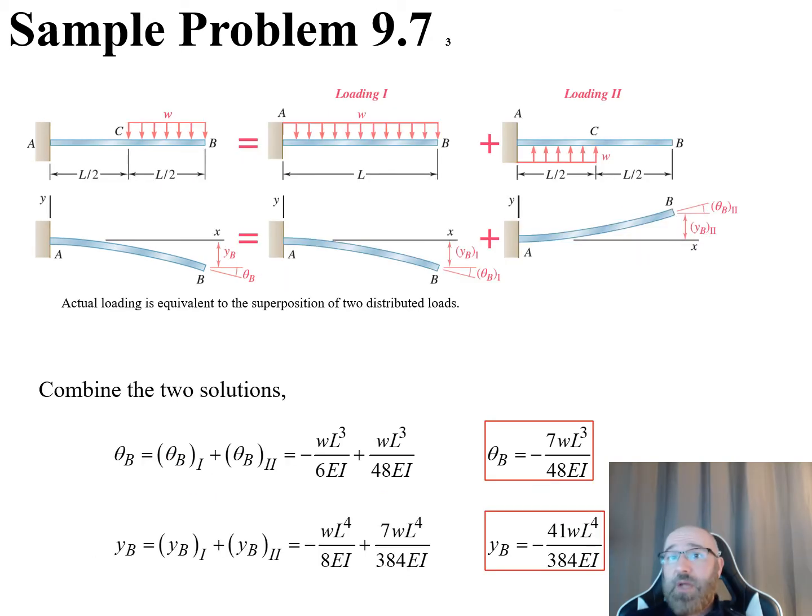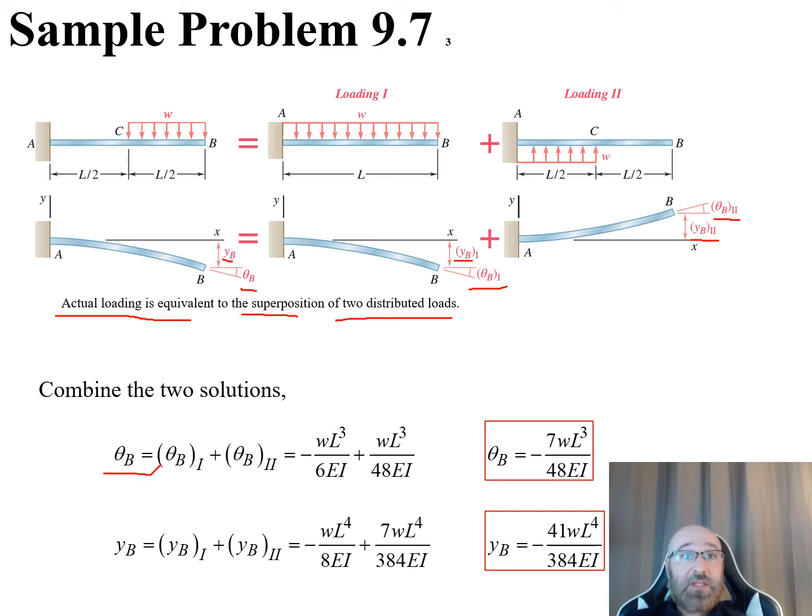So now with that information we've obtained from those relationships, we can use our method of superposition. The actual loading is equivalent to the superposition of the two distributed loads. So what we're looking for in the end is our y sub B and our theta sub B. This is the same as adding together this y sub B1 with our y sub B2 and our theta sub B1 with our theta sub B2, which we now have relationships for that we got from the general governing equations from the previous section of this module. And we came up with the relationships over here.